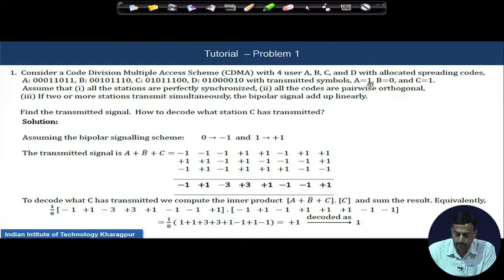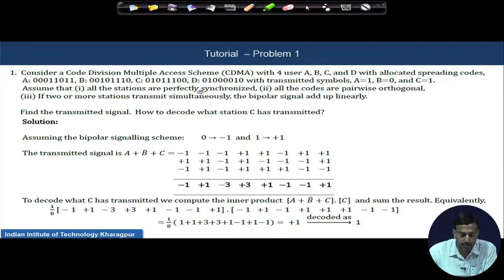So essentially what the problem states is that if we have a bit 1 transmitted by user A, it is going to be spread with the corresponding code of user A, which is an 8-bit sequence, as you can see here. B transmits a bit 0 with another 8-bit sequence, and C transmits a bit 1 with the corresponding 8-bit sequence shown over here.